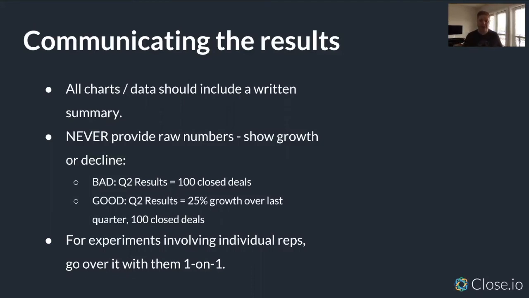Never provide raw numbers. This is especially important when you're communicating to your board and to investors. And I give an example of what a bad and a good version of this is. Always show the percentage, always show the growth or decline to give them context on how things are going.